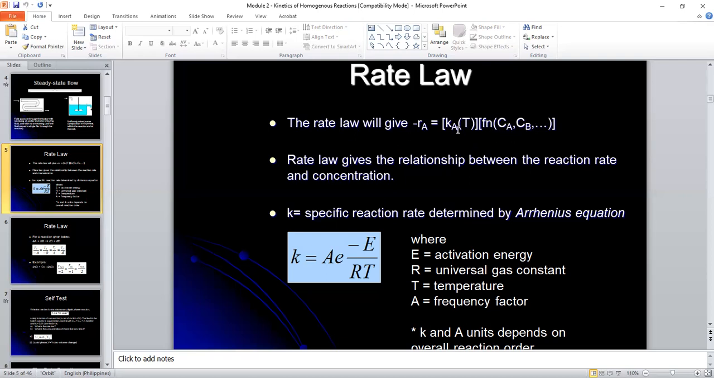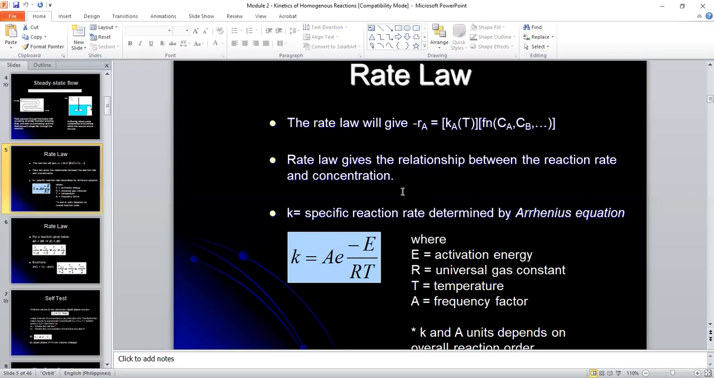Okay, so two terms appear on the right side of your rate law. The temperature-dependent term, which is your rate constant K, and the concentration-dependent term because it's, of course, in terms of concentration. These concentration terms, by the way, class, can also be raised to exponents. Okay, it can either be whole number exponents, fractions, or even negative exponents.